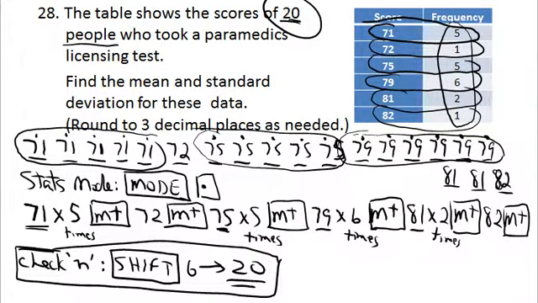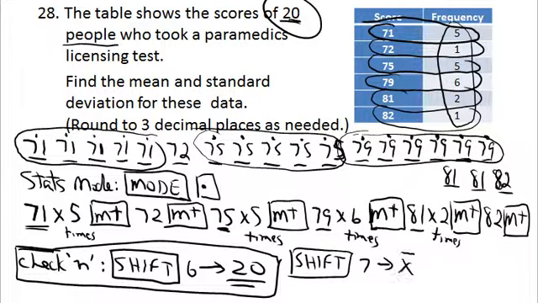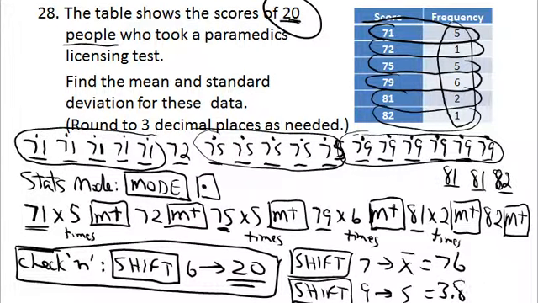I would do that every time, actually. And once you do that, it becomes just like the other problem. You do Shift 7 to get X bar, and as we said before, that comes out to be 76. And you do Shift 9 as before to get the standard deviation, and that comes out to be 3.880. So same answers. It's just a way to avoid so much button pressing when you have lots of repeated values. It's up to you whether you want to use that or not.